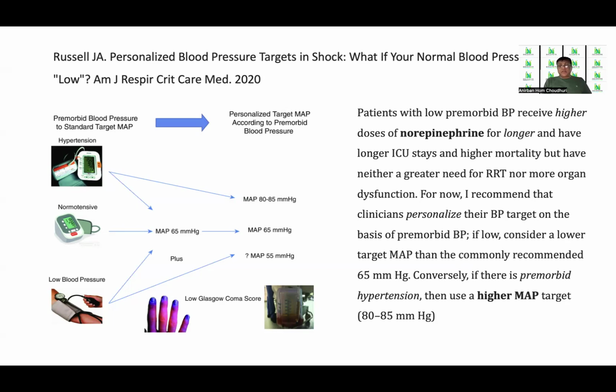organ dysfunctions. So for now, it is recommended that clinicians should personalize their BP target on the basis of premorbid blood pressure. If it is low, consider lower MAP targets than the commonly recommended 65 millimeter of mercury, which should be put aside in such patients. And conversely, if there is premorbid hypertension, then we have to use a higher target of around 80 to 85.